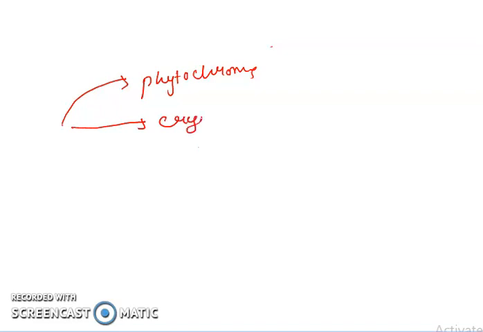Photomorphogenesis is divided into three parts, of which the first one is phytochrome. The second one is cryptochrome, and the third one is phototropins. These three are divided according to the type of wavelength or type of light absorbed. Today we will be discussing phytochrome.